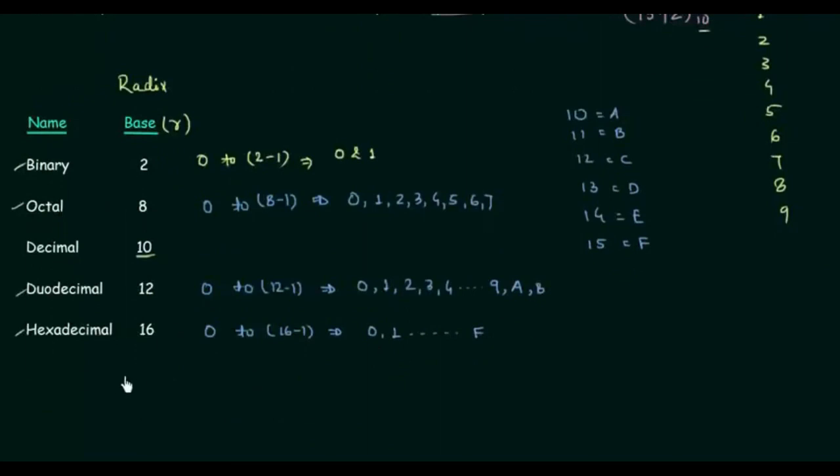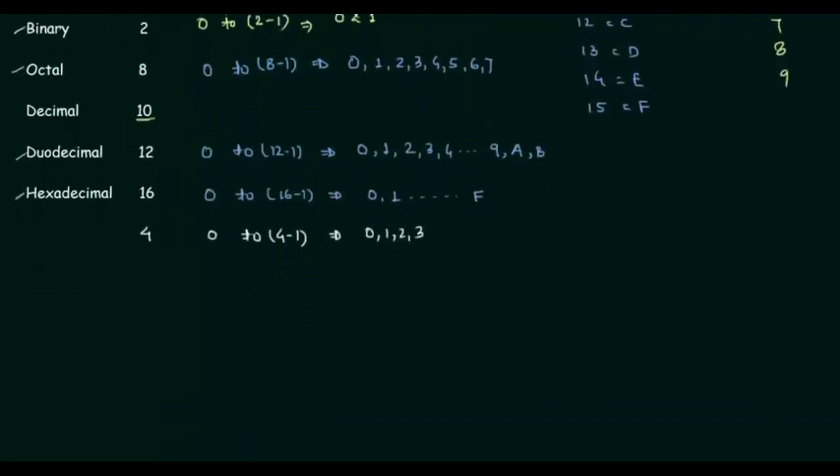We can also have a number system with base 4. In this case, 0 to 4 minus 1, so we have 4 distinct digits, and they are 0, 1, 2, 3. Very simple. If we know the base, the radix, we know the different digits in the number system.